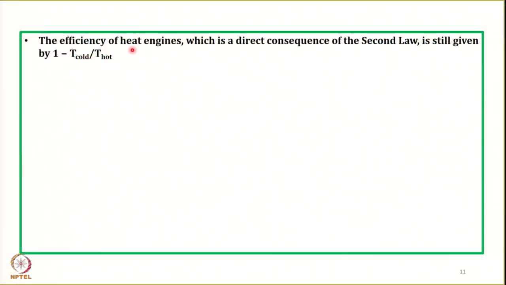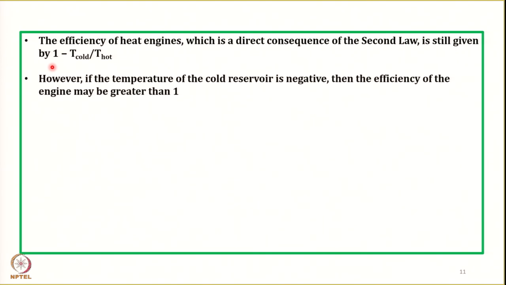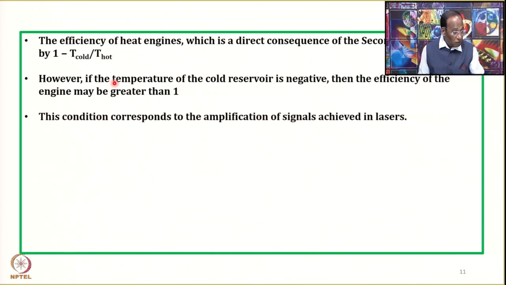Recall the second law of thermodynamics. The efficiency of heat engines, which of course is a direct consequence of the second law, is given by 1 minus T cold by T hot. Fine. That means if the temperature of the cold reservoir is negative, then this negative negative becomes plus. Then the efficiency of the engine may be greater than 1 if we talk about negative temperature. This condition corresponds to amplification of signals achieved in lasers.